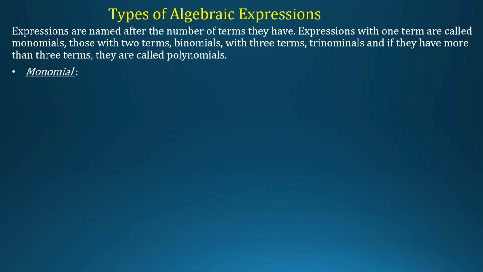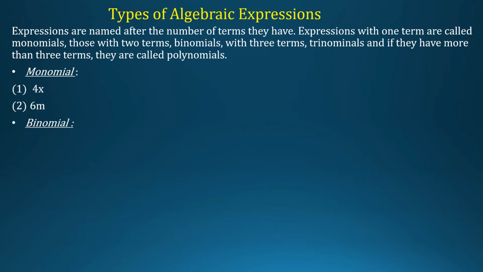First is the monomial. First is 4x. As we can see, the number of terms is only 1. So it is an example of monomial. Second example is 6m. Here also only one term is there. So this is also an example of monomial.